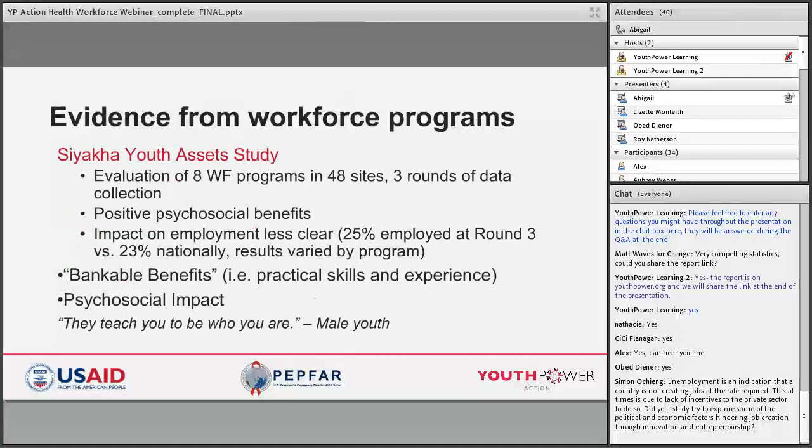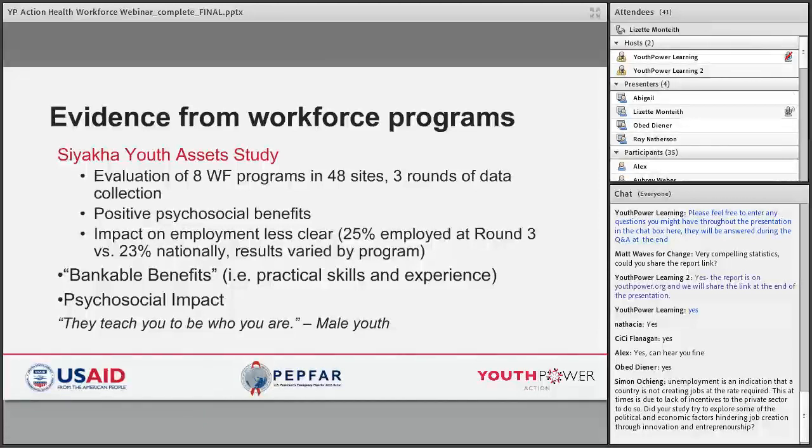Some evidence from the workforce programs. The programs that we reviewed did offer several benefits, including positive psychosocial impact, what we refer to as bankable benefits, which is practical skills training, soft skills development, experience, and mentorship, which would support youth in general. However, in terms of employment impact, these outcomes varied.